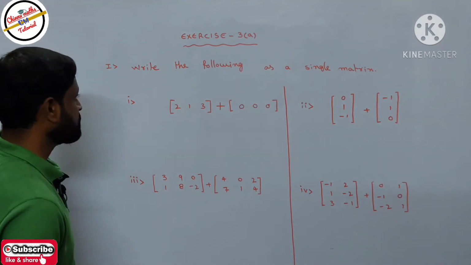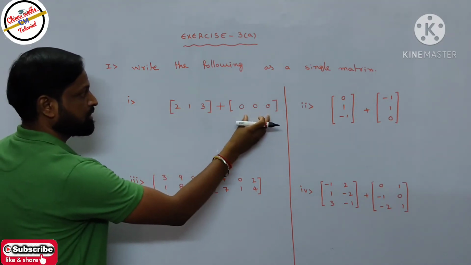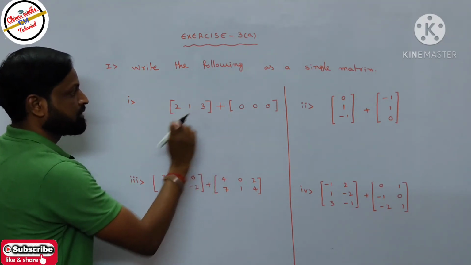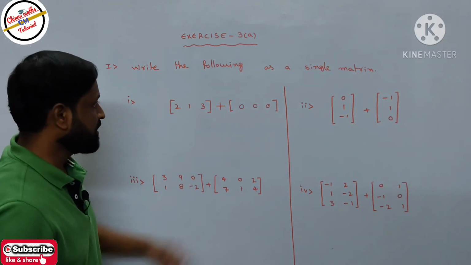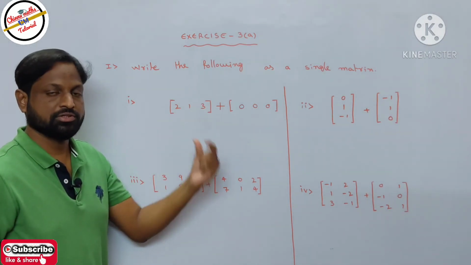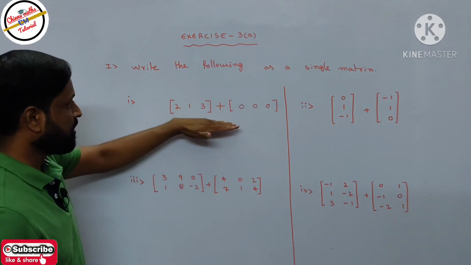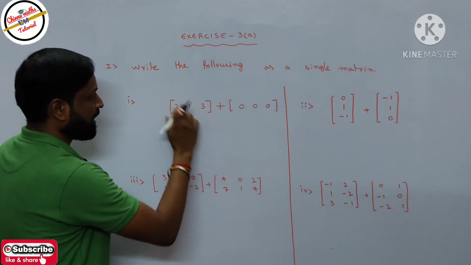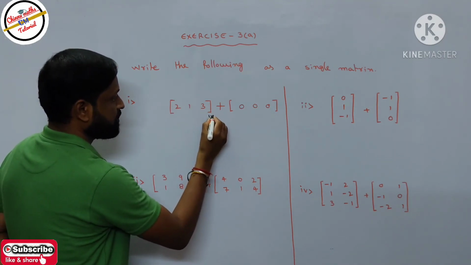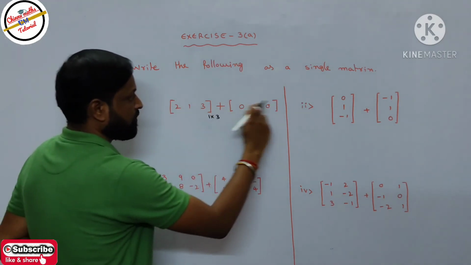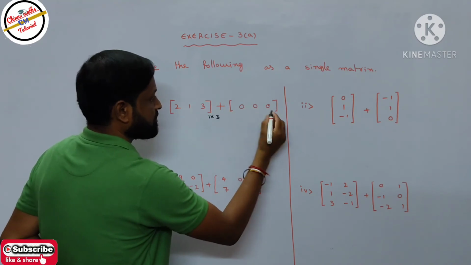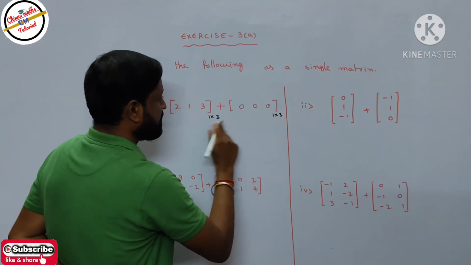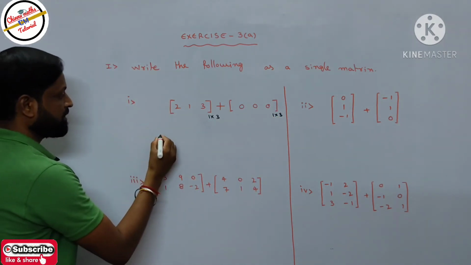See here the first question, given two matrices. If adding the two matrices, what is the condition for the addition of two matrices? The first condition is the order must be the same. The order of the first matrix is 1 row and 3 columns, so that is 1 by 3. The second is also 1 row and 3 columns, so 1 by 3. The order must be the same, then we can add the two matrices.